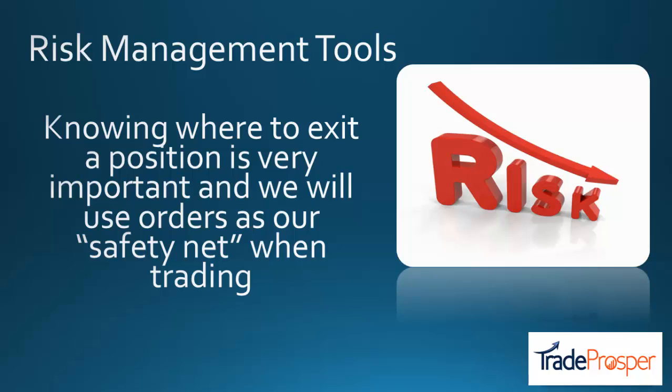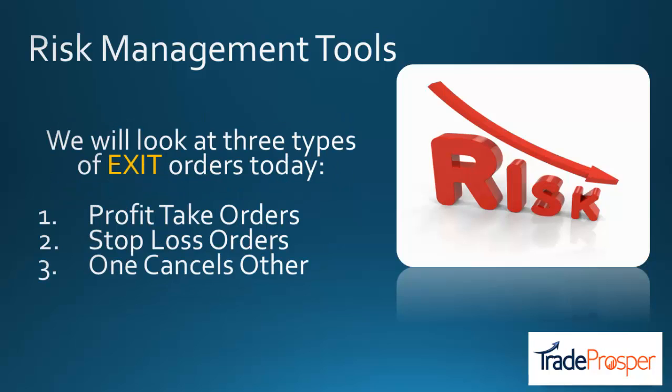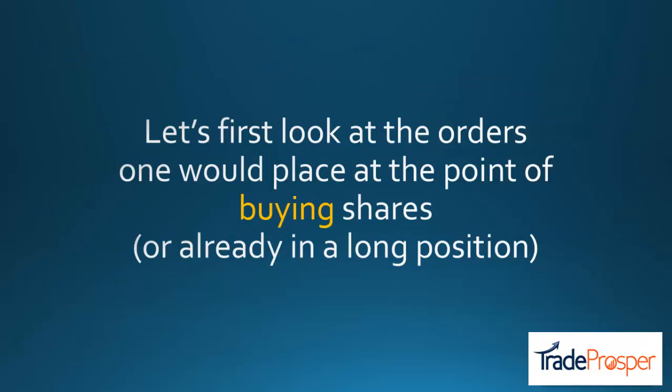Knowing where to exit your position is extremely important, and we will use orders as our safety net when trading. In today's example, we're going to look at three types of orders, but it's important to understand that the orders we're going to look at today will be referred to as exit orders. So in other words, this is how you close a position that you are already in. The first is a profit take order, a stop loss order, and a one cancels the other order.